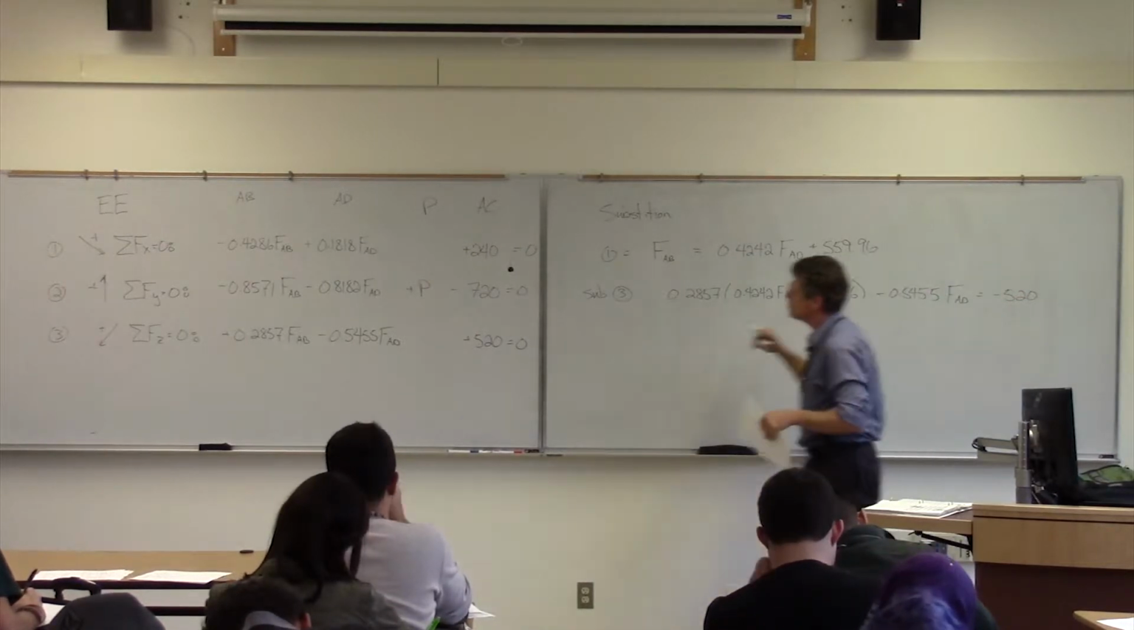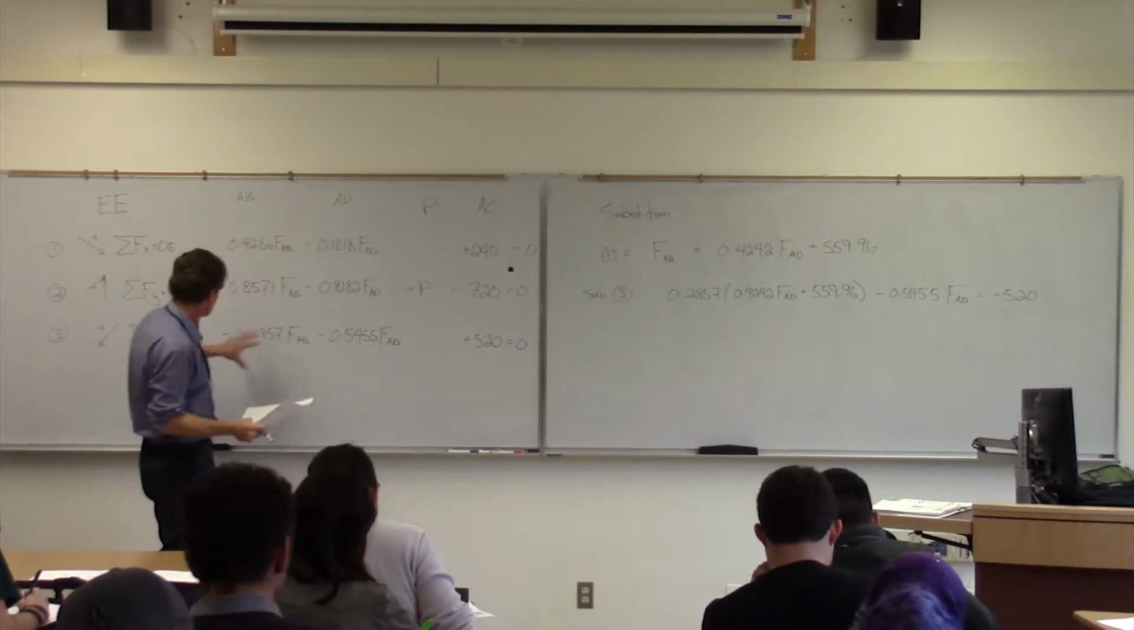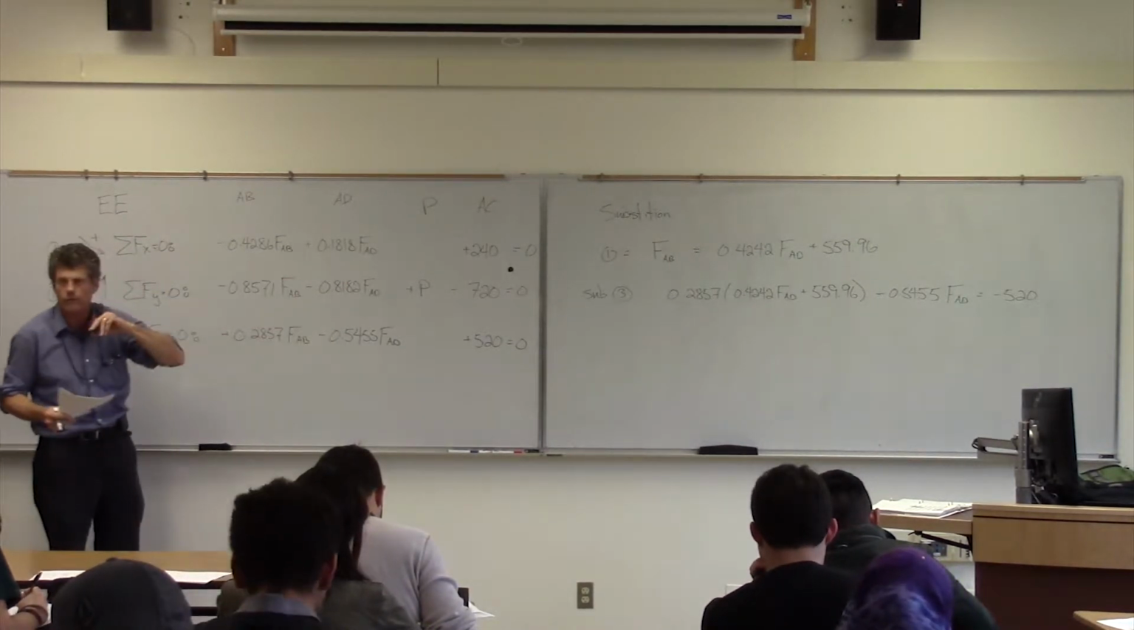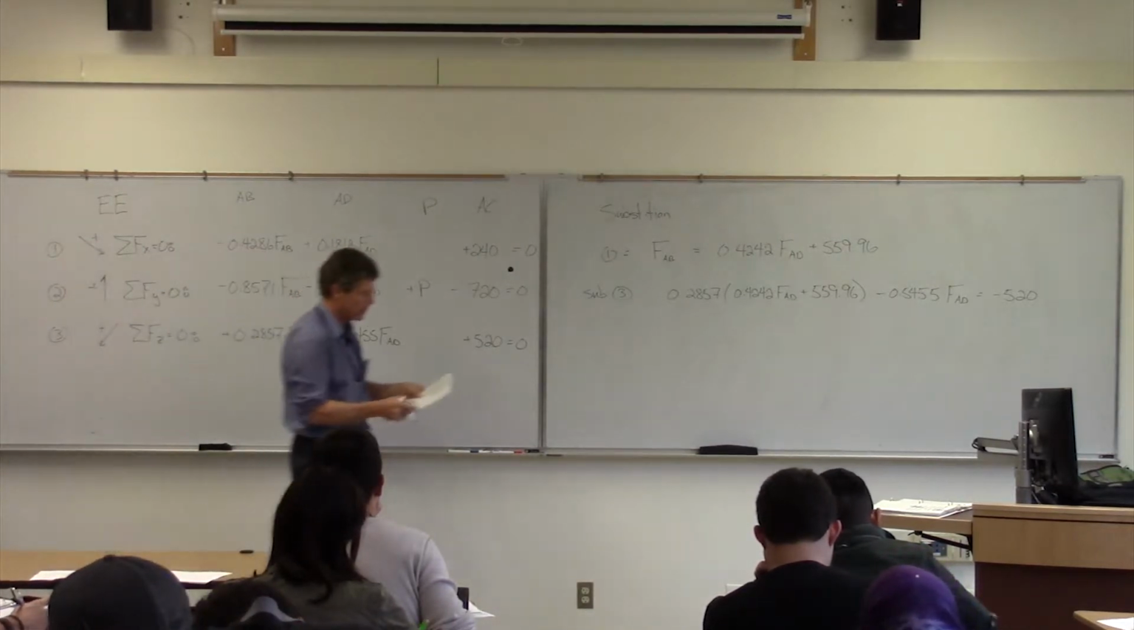So I just rearranged the equation a little bit. I brought the 520 over there. And all I did was simply, in this part here, substitute in what I just solved for. Notice now it's down to one equation, one unknown in that equation.